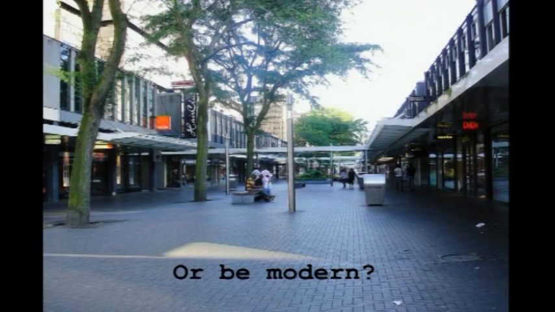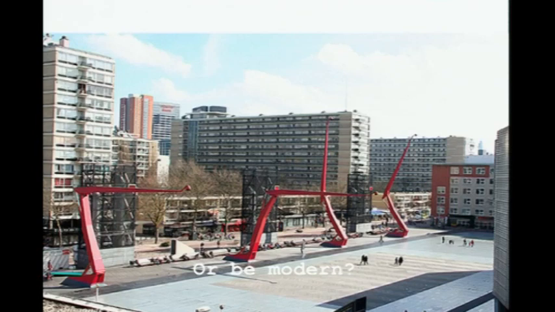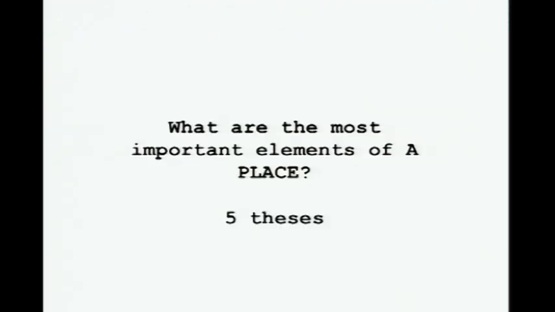This is an image of the Lijnbaan in Rotterdam, the first pedestrian area. A lot of commercial spaces, but during the night time, because there is a certain lack of residential space around, it's quite empty. Another example from Rotterdam.